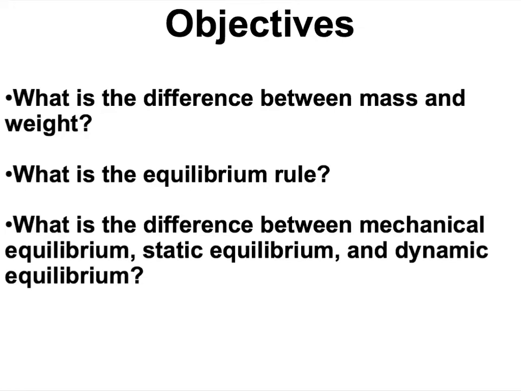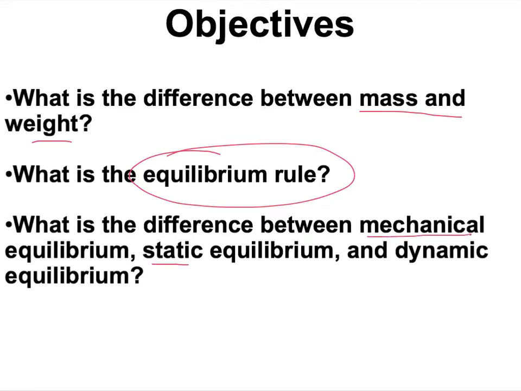What I want you to be able to do when you're done with this video is to explain the difference between mass and weight. Then I want you to be able to tell me the equilibrium rule. And finally, we're going to talk about different types of equilibrium in physics: mechanical equilibrium, static equilibrium, and dynamic equilibrium. You'll put this knowledge to use right away with two problem sets in your packet. So let's get started.